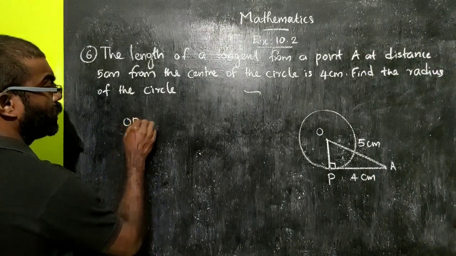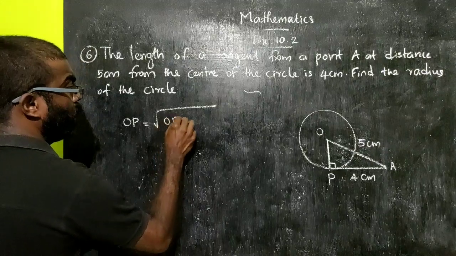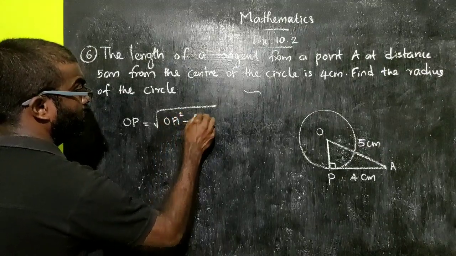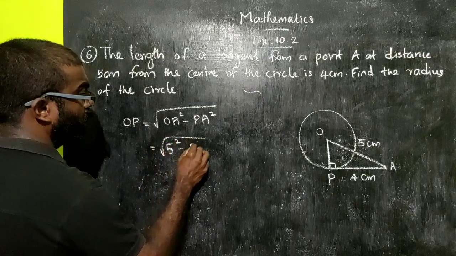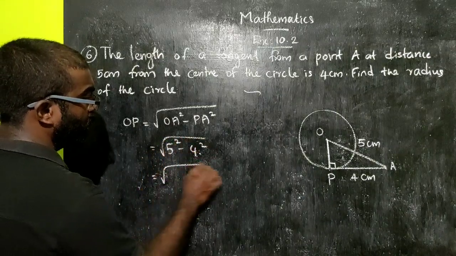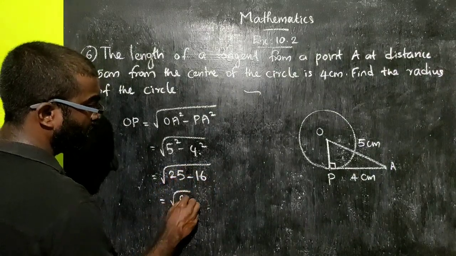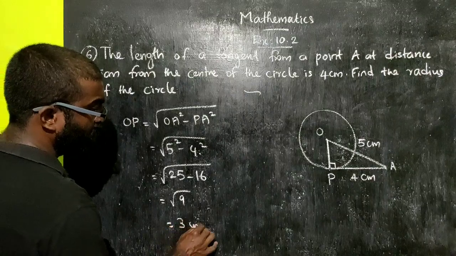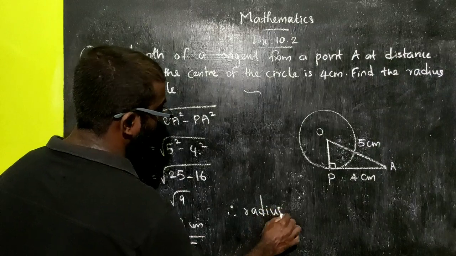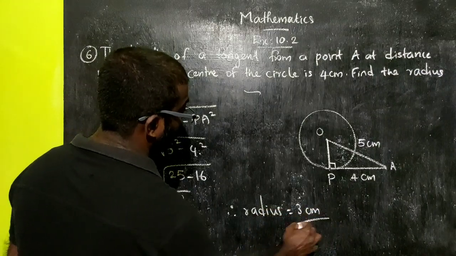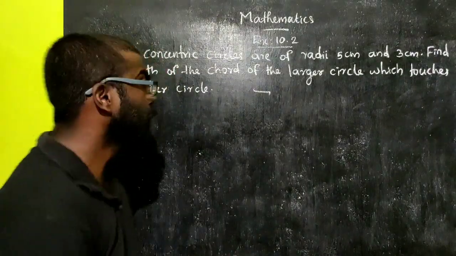So OP is the radius here. OP is equal to root of OA square minus PA square, that is root of 5 square minus 4 square, which is equal to root of 25 minus 16, which gives root 9, equal to 3 cm. Therefore, the radius of the circle is 3 centimeters. Clear?